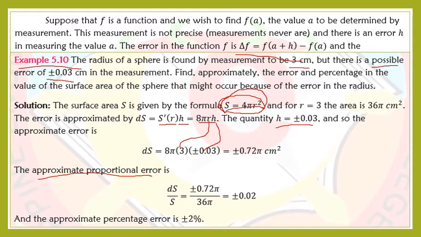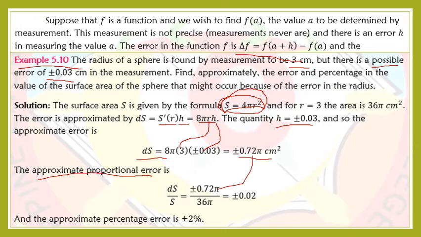yung pinapahanap. Approximate proportional error is ds over s sa formula sa previous slide, plus or minus yung 0.72, yung ds natin. Okay, yung result ni ds. And then, yung s natin is 36 pi. Diba, ang surface area natin is 36 man, kasi 4 times 3 squared. Okay, 36 times pi is 36 pi. So, this is equal to 0.02.